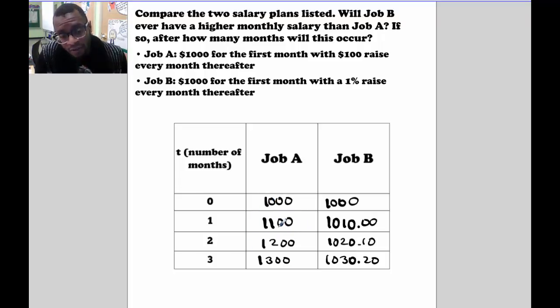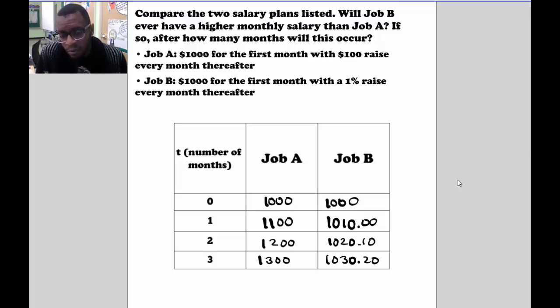Looking at these values, we see that with job A we actually earn a higher amount of money every month, based on the $100 raise every month, versus job B. But what if we wanted to find out after, let's say, 200 months? We wouldn't want to sit here and fill in this chart for 200 months.